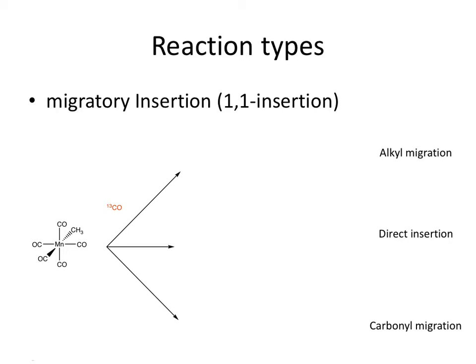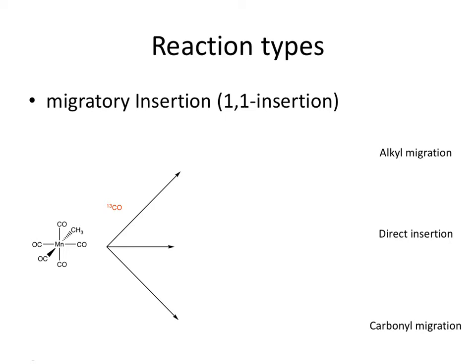Alkyl migration is the reaction where the methyl group moves to the carbonyl. Sorry, the methyl group here would move to an adjacent carbonyl, so any of these 4 carbonyls in the cis position. A direct insertion would be where the external carbonyl ligand actually directly inserts into the metal carbon bond. And carbonyl migration would be where one of the cis carbonyls slides over and inserts into the metal carbon bond. All 3 of these mechanisms give different possible product distributions.